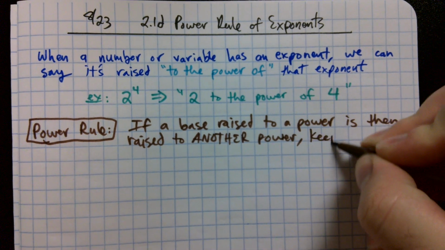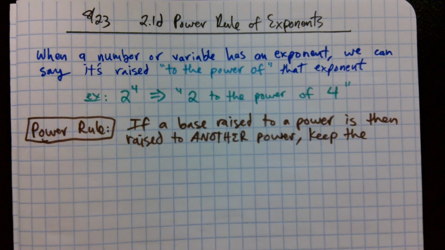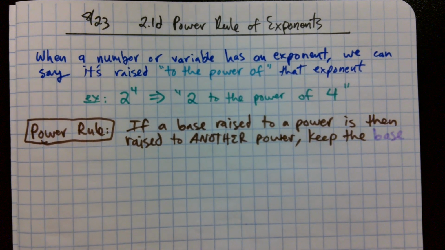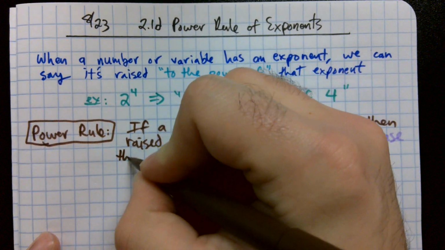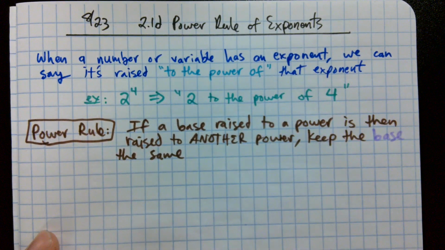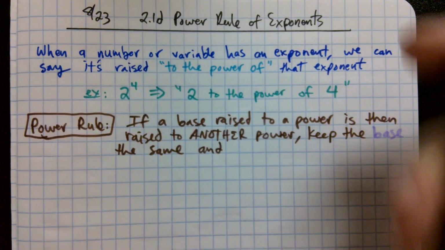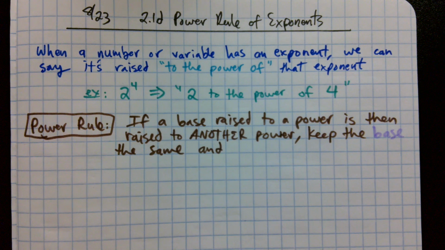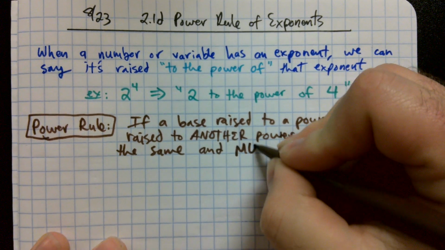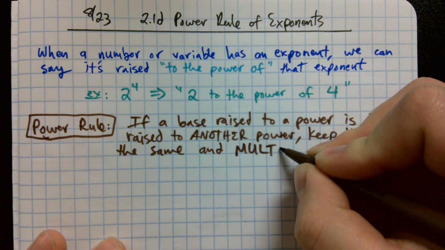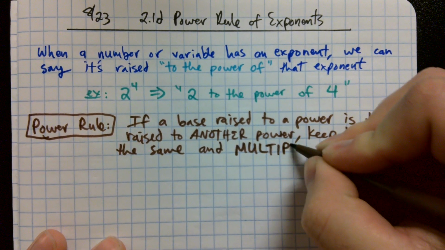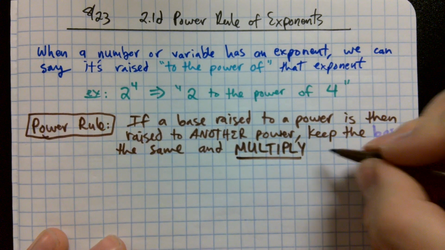All we're going to do, just like always, is keep the base the same, but now instead of adding the exponents or subtracting the exponents, what do you think we're going to do with the exponents? Multiply them, exactly. It's the natural next step. Let me spell this right. Multiply. There we go. Multiply the exponents.